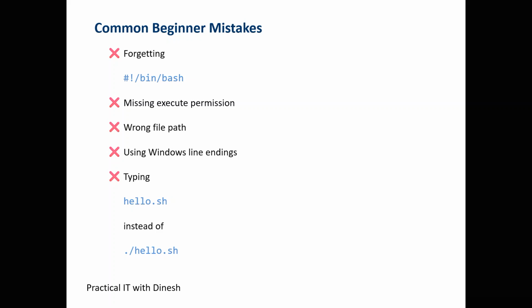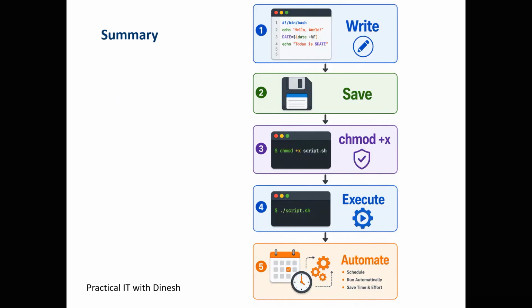These are some common beginner mistakes. Forgetting the shebang, not giving execute permission to the script, using a wrong file path, forgetting dot slash while executing the script, saving the file without executable permission. Today you have learned what bash is, what shell scripts are, how to create and execute scripts, how variables work, and why shell scripting is the foundation of Linux automation.